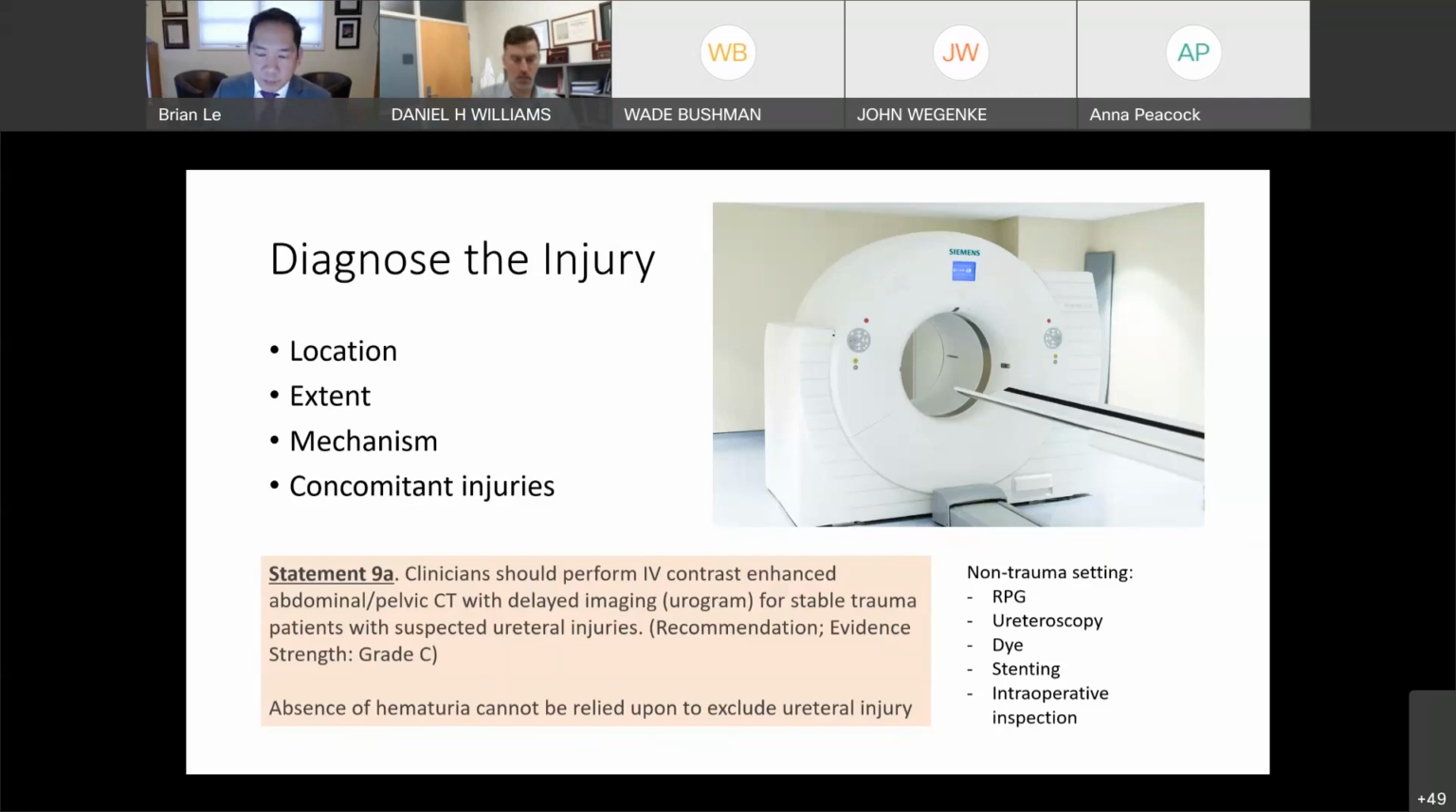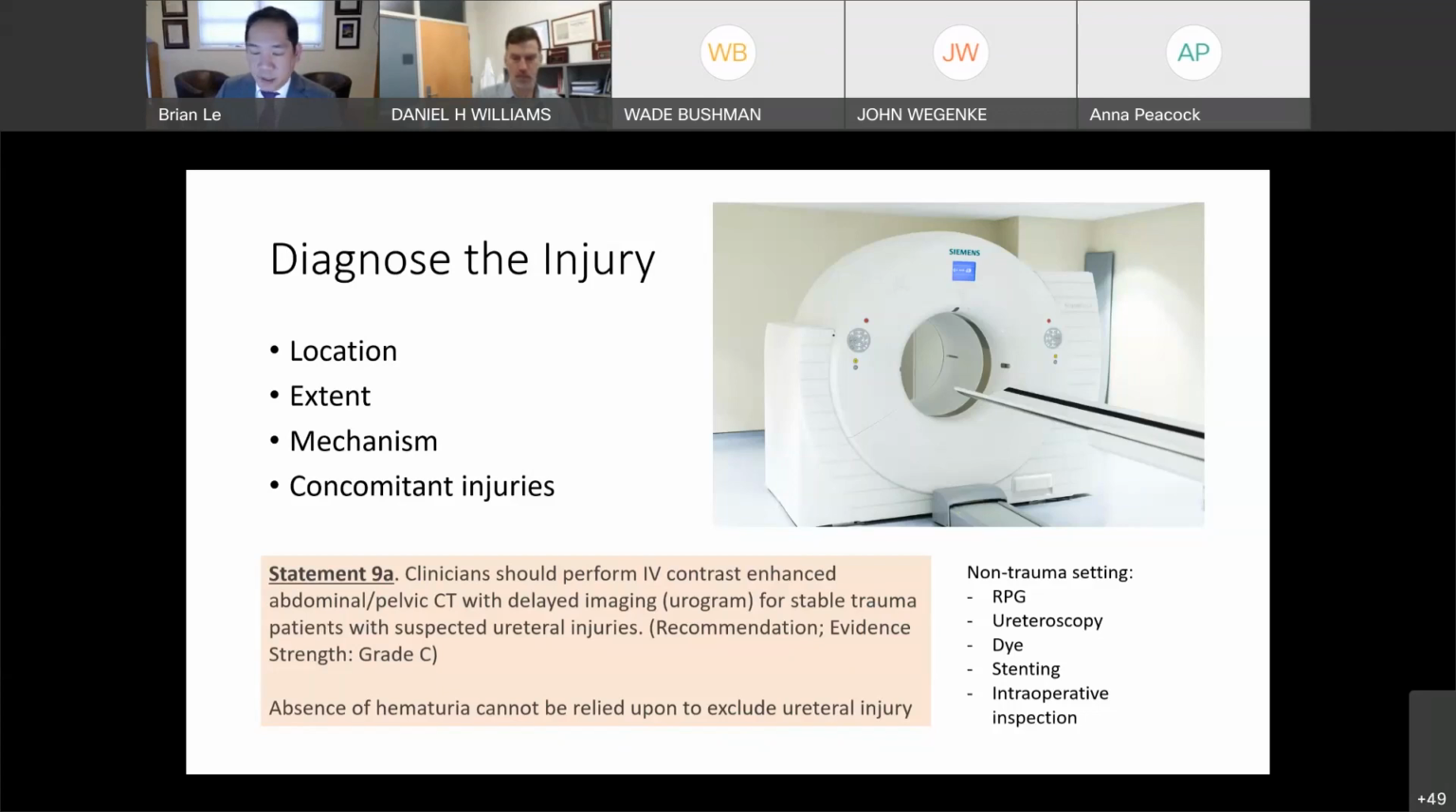So in the non-trauma setting, other ways to evaluate: retrograde pyelogram, ureteroscopy, if the patient is literally open, methylene blue or indigo carmine, you can look at dyes, the ability to pass a stent up, or intraoperative inspection. Though they do make a specific statement that intraoperative inspection alone can miss a fair number of injuries. So just be aware of that.